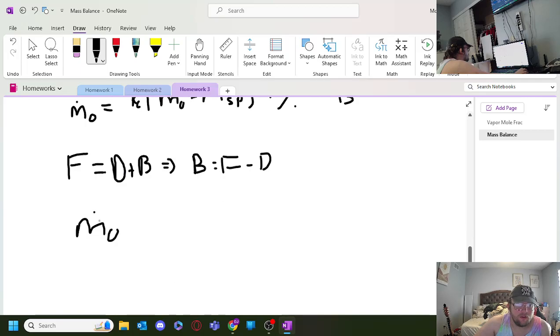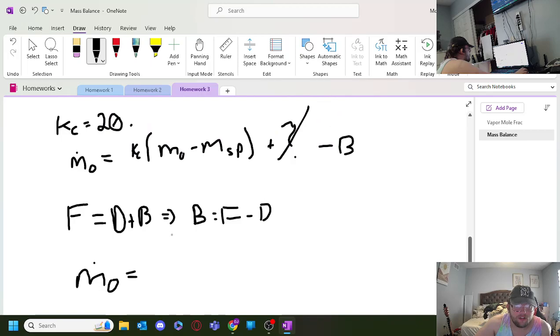And since the bottoms are leaving the reboiler, it's going to be negative. So the change in mass at stage 0 is going to be equal to our feed minus our distillate multiplied by the gain, and then the difference between the current state of the moles and the set point.